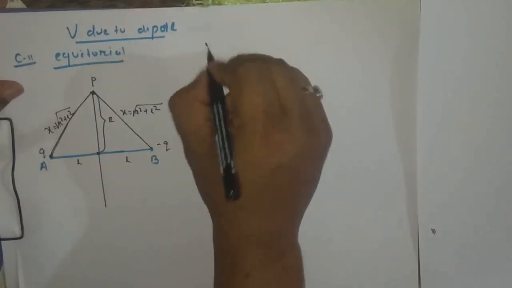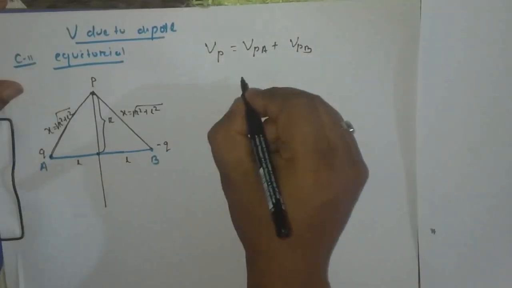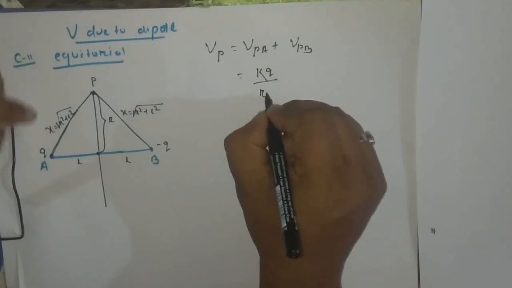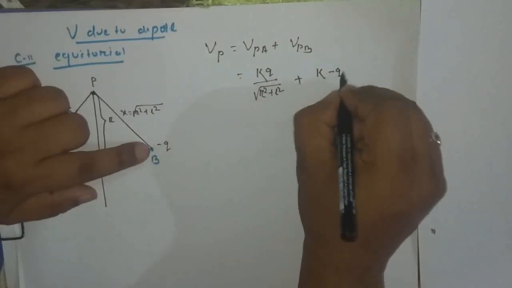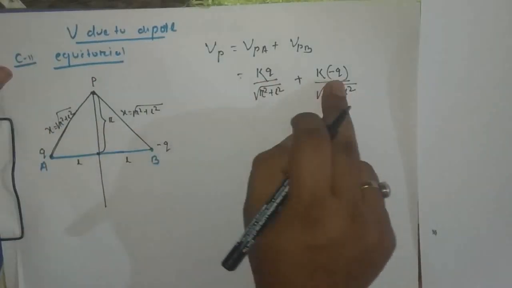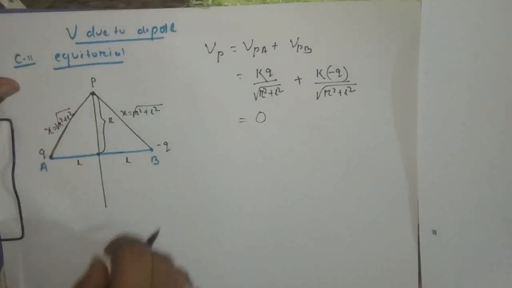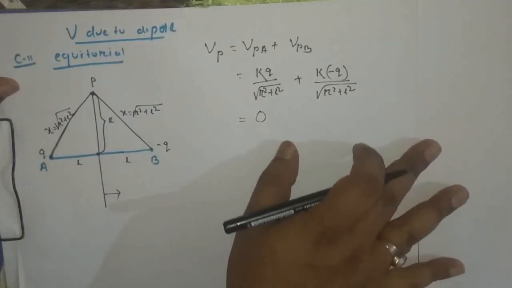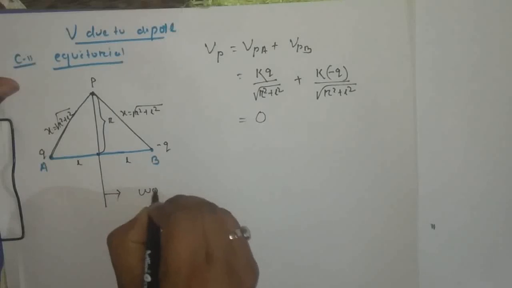So let us apply. What is the potential at P, due to A and due to B? Due to A, that is KQ by r, where r is the distance AP, square root of r square plus L square, plus K, here the charge is minus Q, by r, which is BP, square root of r square plus L square, and since the minus sign is there, it is 0. So the potential is 0. That means this line is an equal potential, that is 0. The potential difference is 0, so the work done will be 0.